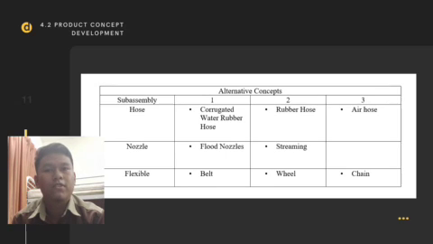So for the first part, which is the hose, we come up with three alternatives: carbureted water rubber hose, and air hose. So for the nozzle, we got flat nozzle and streaming, and for the flexible part, which is back, wheel and chain.